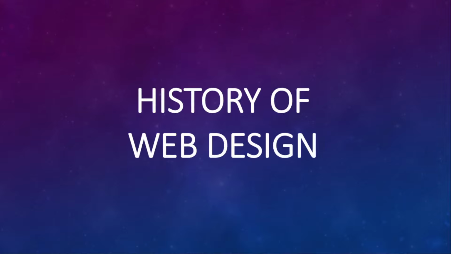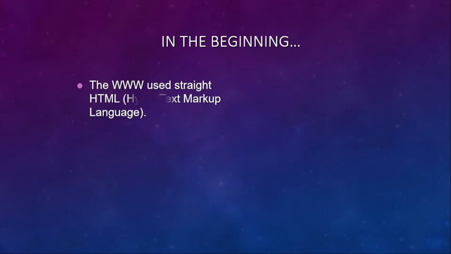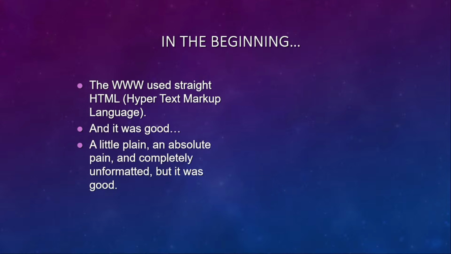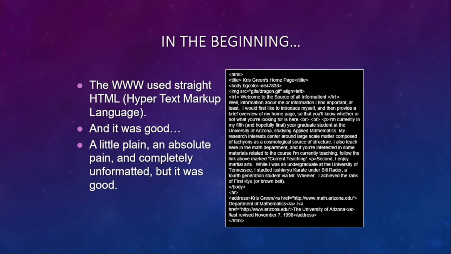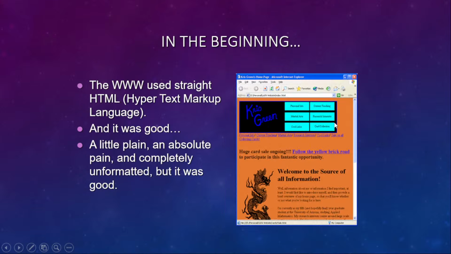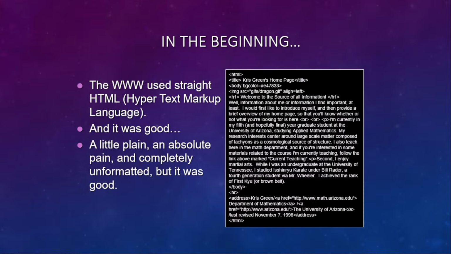All right, so let's look at history of web design. In the beginning, we had what we call the straight up hypertext markup language. Then it was good, and it was plain, absolute, but good, unformatted but good. Now this was the kind of stuff that we used to have, right? How was this built? This was built on a script like this. So this write-up you are seeing, this write-up actually creates this page. It wasn't bad. It wasn't bad. It was good. So this was the write-up that did that.